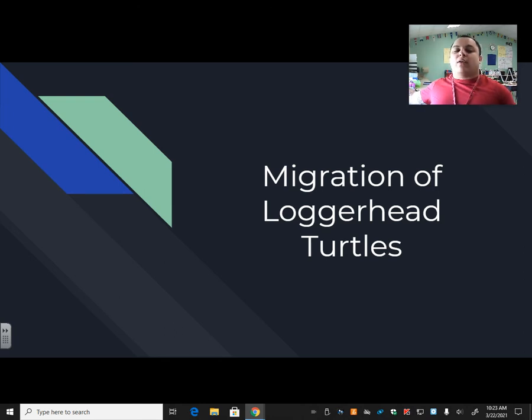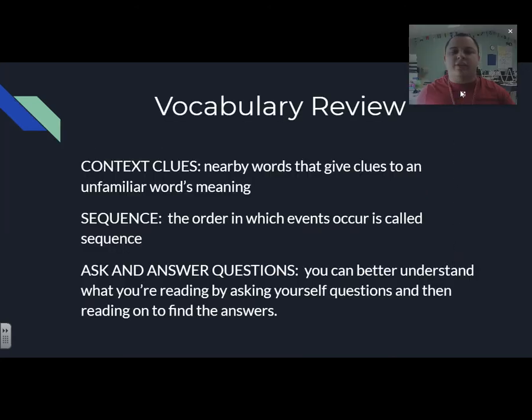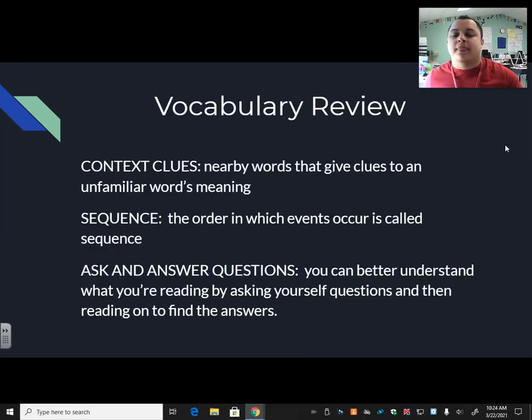But before we do that, we are going to talk about a few vocabulary words just to catch ourselves back up. So first is context clues. With context clues, we look at the nearby words that give clues to an unfamiliar word's meaning. Sometimes when I'm reading, I come across a word where I have no idea what that word means. So I have to use my context clues to look all the way around that word to figure out what it's going to mean. I have to look at the context.